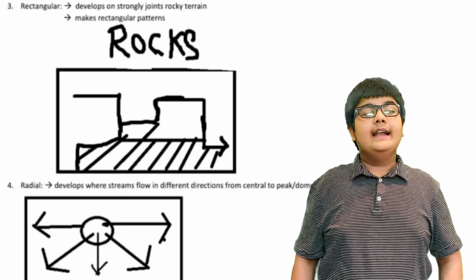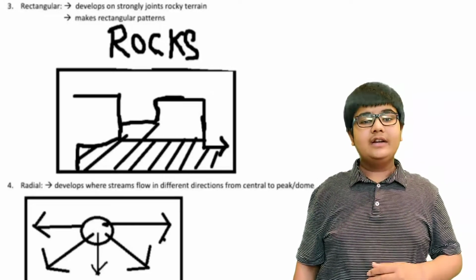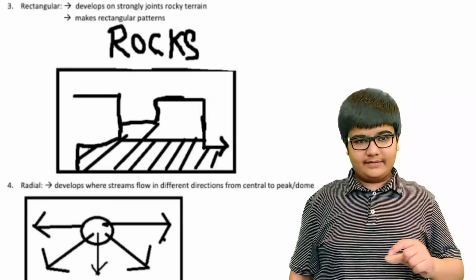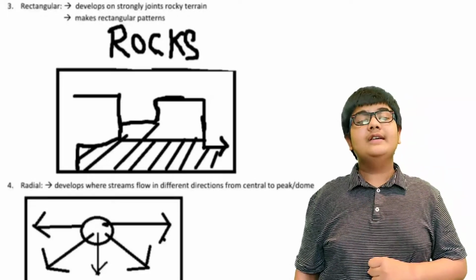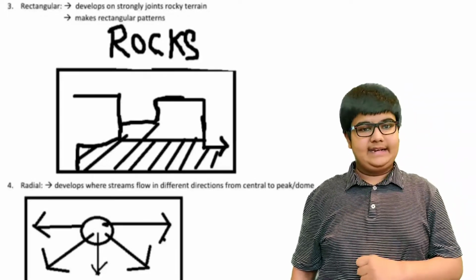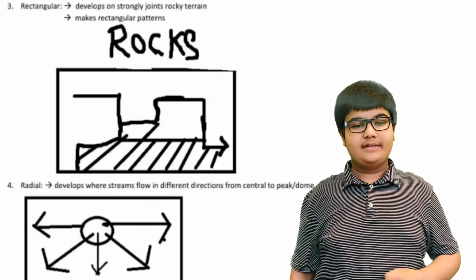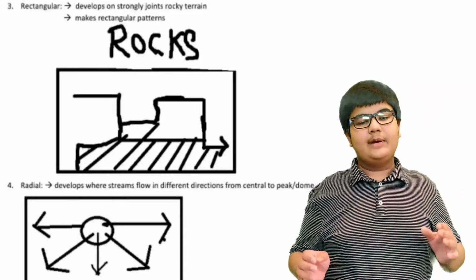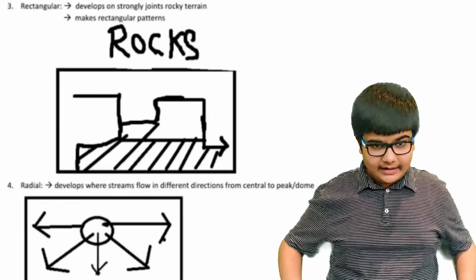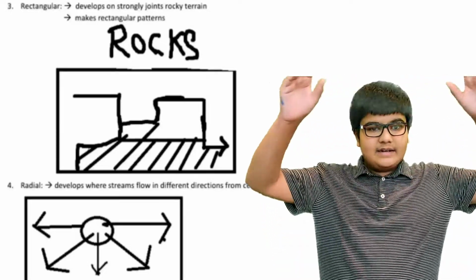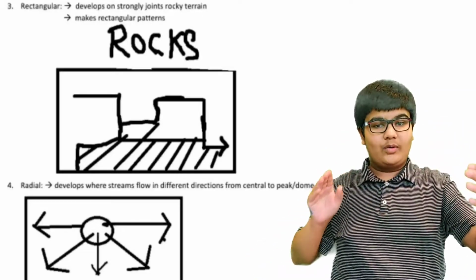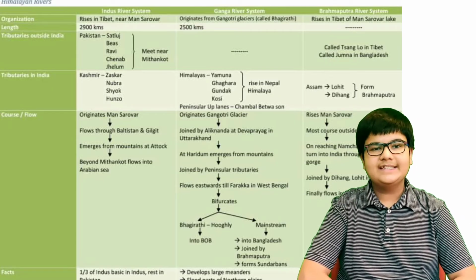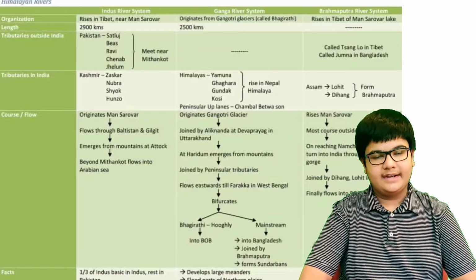Third, rectangular pattern. Now as the name suggests, here the angle between the river and its tributaries is 90-degree. This develops on a strongly jointed rocky terrain. Fourth, radial pattern. Now this develops where there is an upland, and from there all the tributaries of the river are flowing. Now let us discuss the various types of rivers in India.